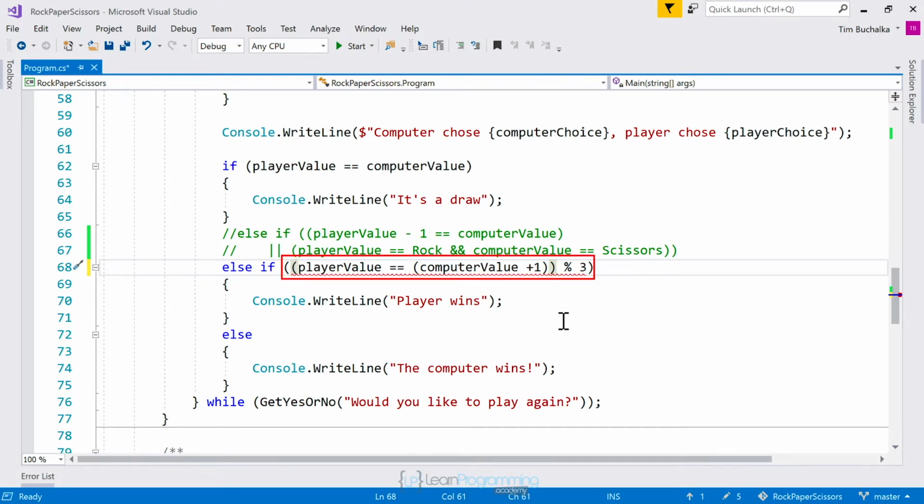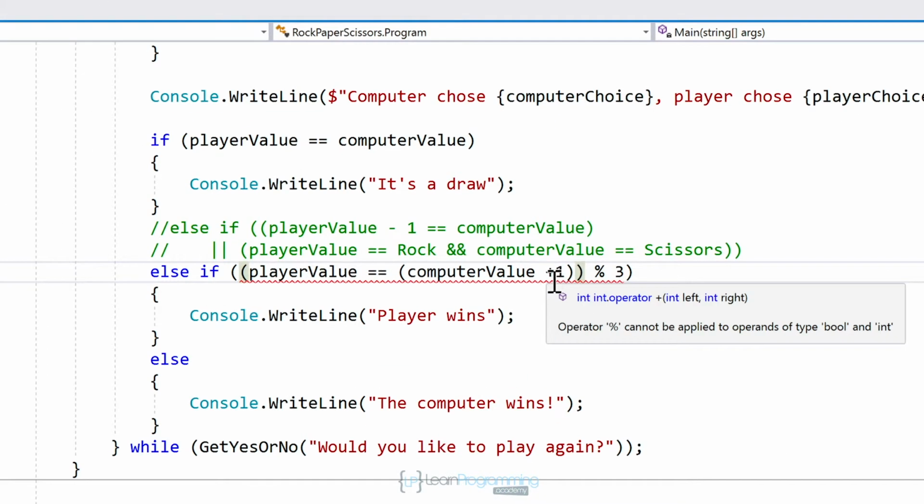We actually get an error, which isn't surprising, and if we highlight it, breaking that expression down into its sub-expressions, we have computer value plus 1. So let's say that evaluated to 2, any value would do for this discussion, so I'm going to pick 2. Next we have player equals 2, assuming the value 2 for computer value plus 1. So that's going to evaluate to either true or false. Whichever it is, we're then going to perform the remainder operator on it. True remainder 3 is obviously nonsense, and that's why the code won't compile. And you can see there it says operator remainder cannot be applied to operands of type bool and int.